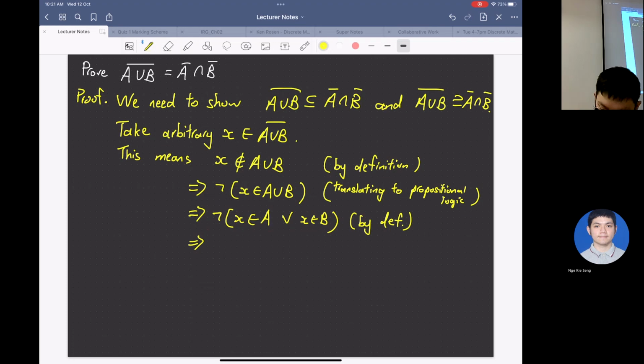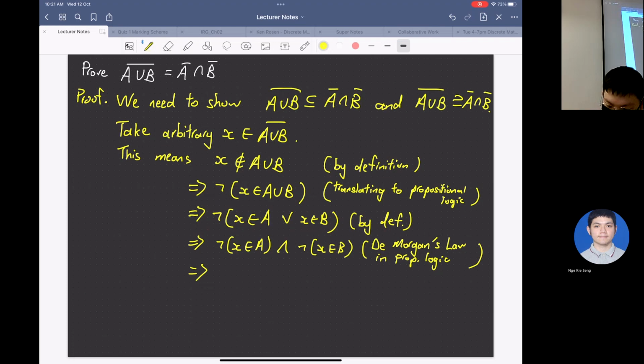So we use De Morgan's law. Not the case that... and this is De Morgan's law. To differentiate De Morgan's law in set theory and propositional logic, I write De Morgan's law in the proposition. Okay, and then this implies what? This implies that x is not in A and x is not in B.